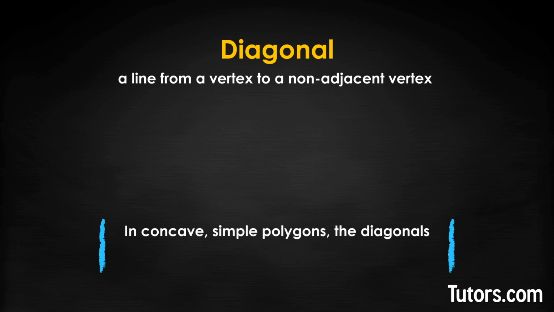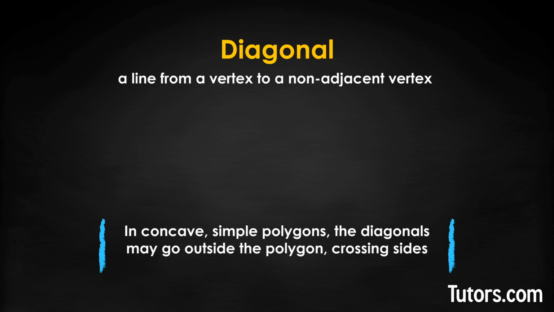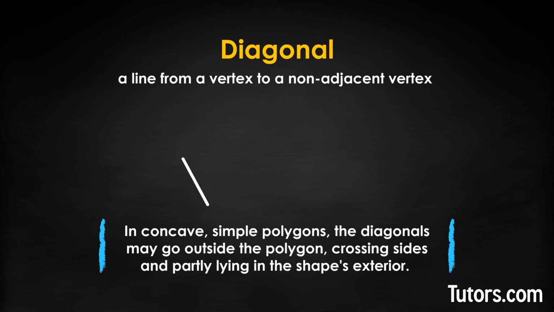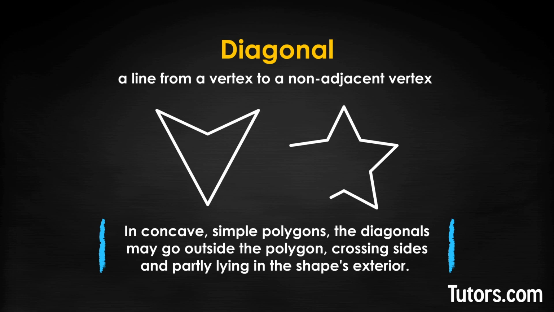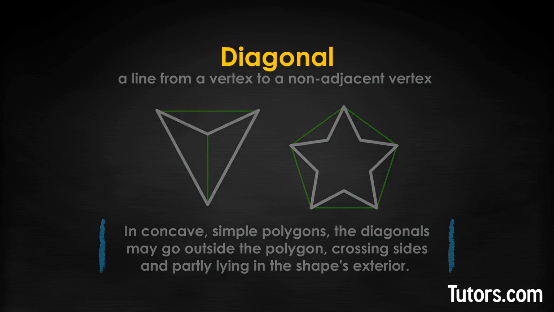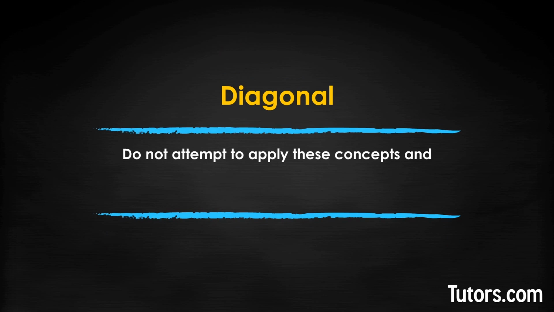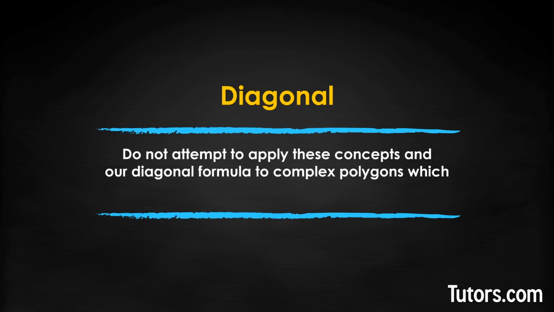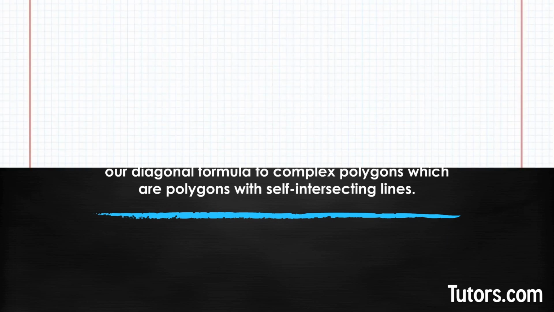In concave simple polygons, the diagonals may go outside the polygon, crossing sides and partly lying in the shape's exterior. They are still diagonals. Darts and stars are typical examples of concave polygons with diagonals outside their shapes. Do not attempt to apply these concepts and our diagonal formula to complex polygons, which are polygons with self-intersecting lines.